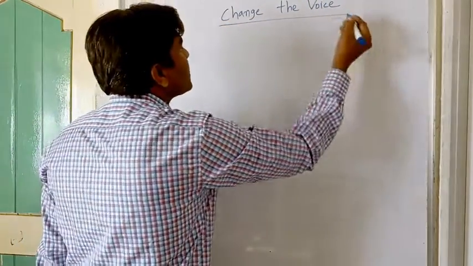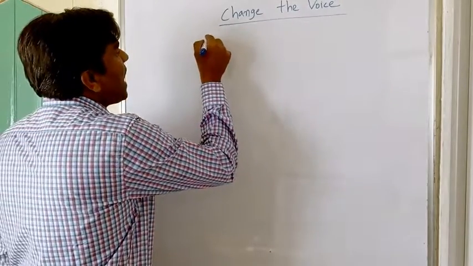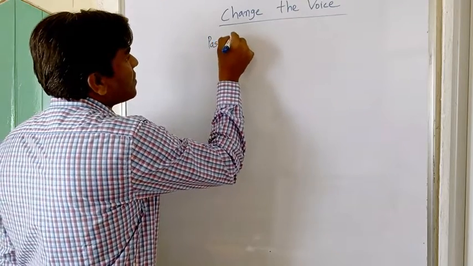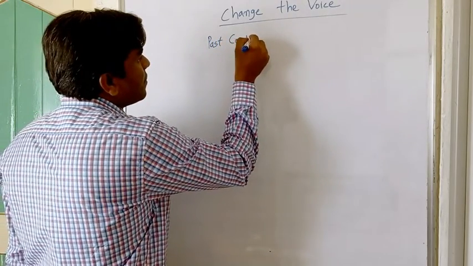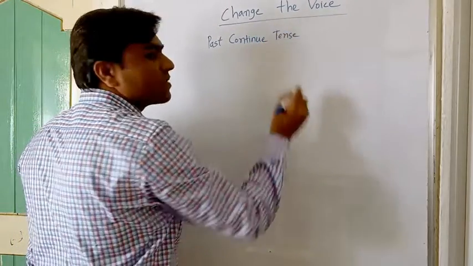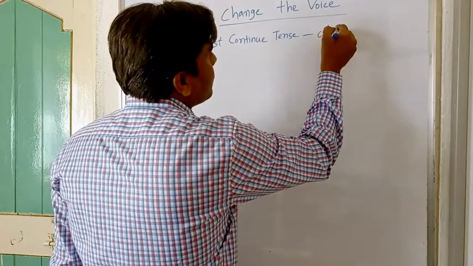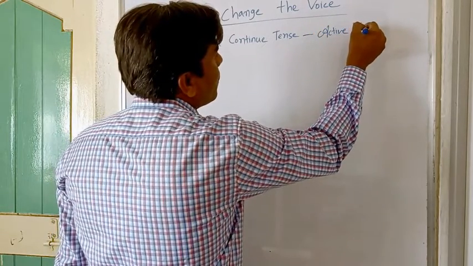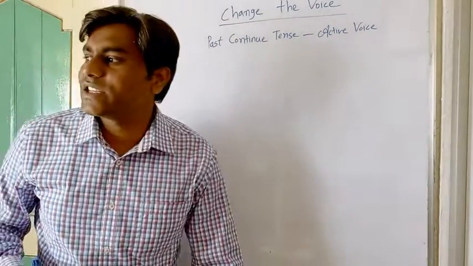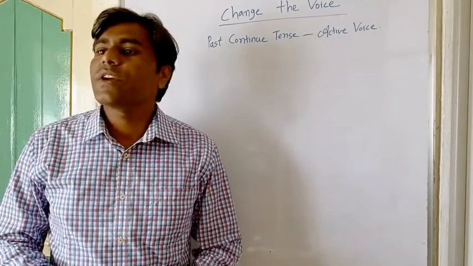Change the voice. Okay, and we are going to learn the past continuous tense. It is the active voice. This sentence we want to transform into the passive voice through the formula.